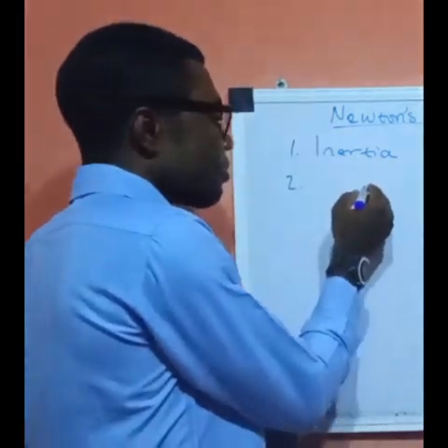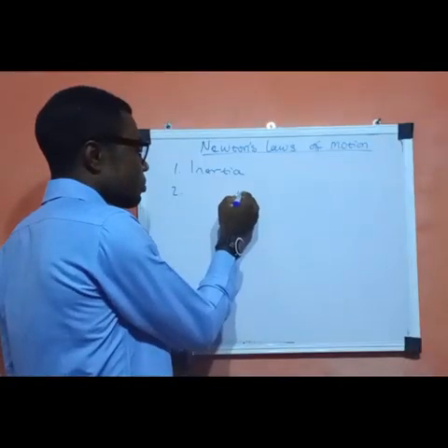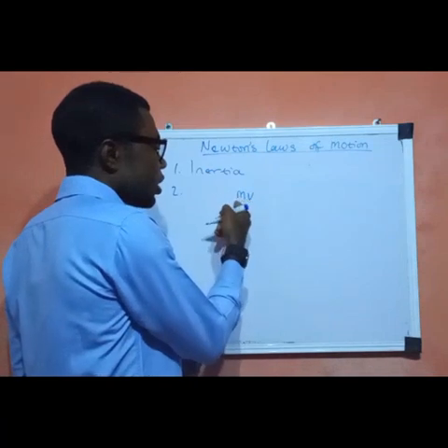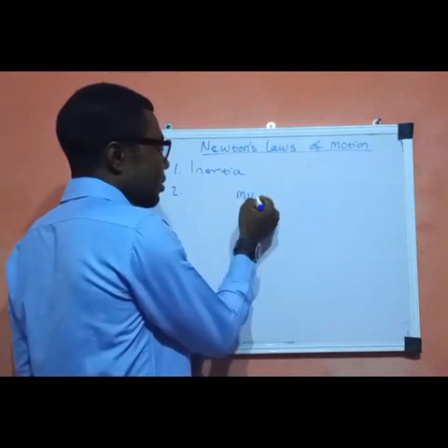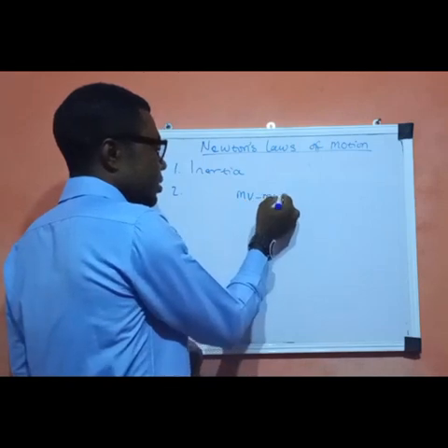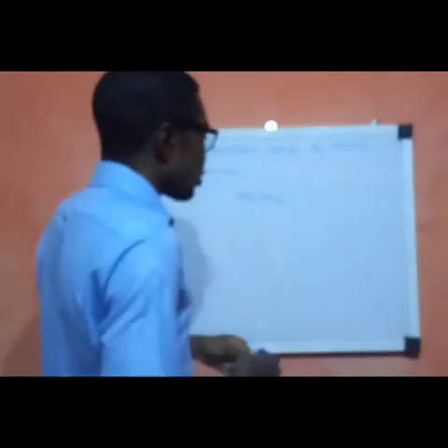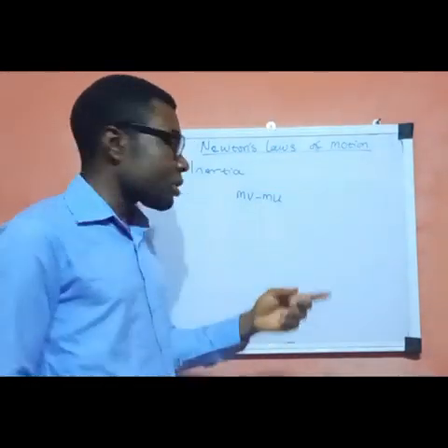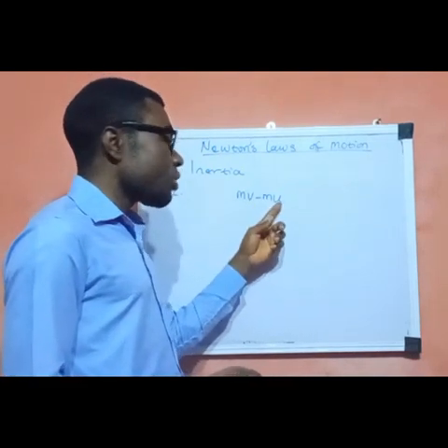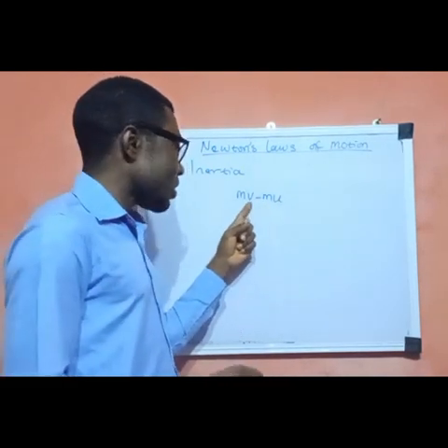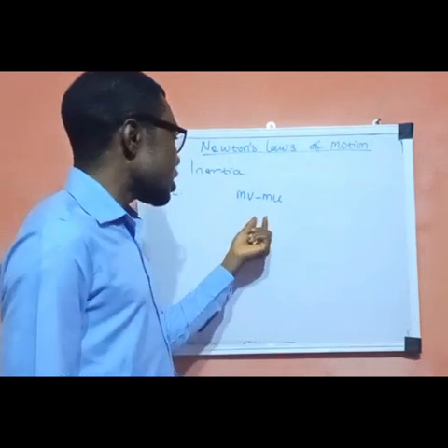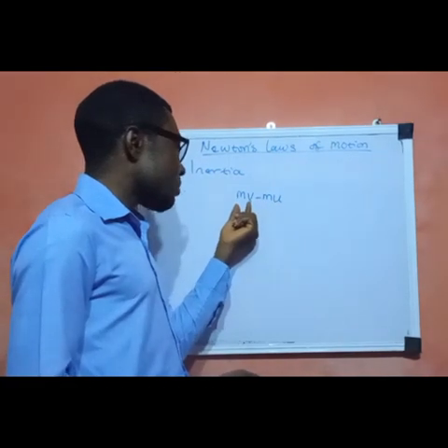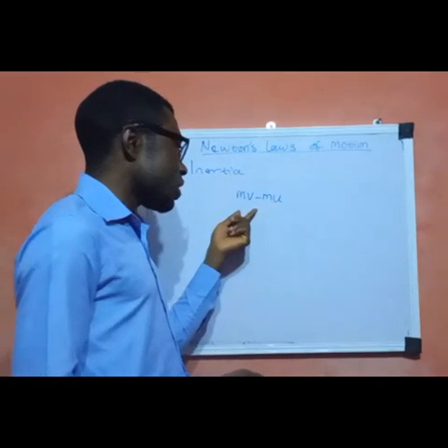Mathematically, momentum is mass times velocity. So the change in momentum is mass times velocity minus another mass times velocity. And you know, in motion, we represent the two velocities, the initial and the final velocities, with u and v, where u is the initial velocity and v is the final velocity. So the difference between the initial momentum and the final momentum is what you refer to as the change in momentum.